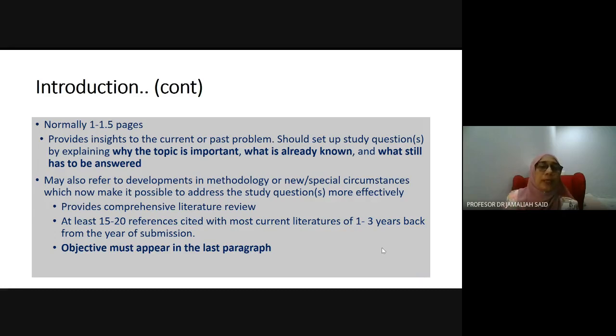Okay, provide insight into the current or past problem, past and current. Should set up the study question. Why the topic is important, why fraud is important, why CSR is important. Okay. What is already known. Okay, past studies have done on this. We believe that past studies have done a lot on CSR. A lot of studies have been done on risk management. A lot of studies have been done on fraud.